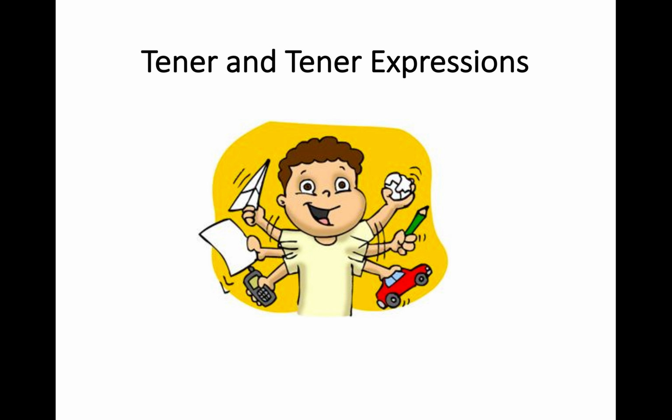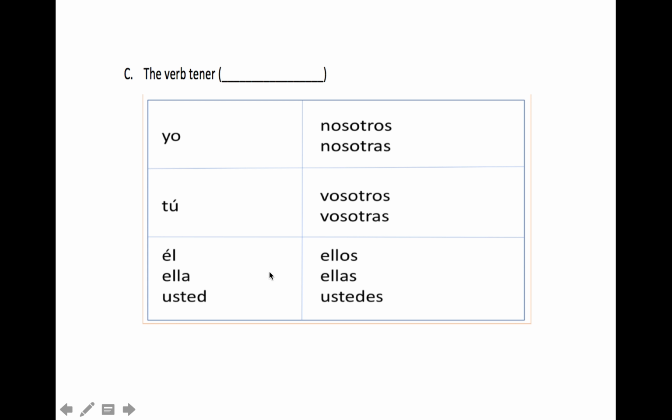Okay, so today we are going to review the verb tener and also learn some expressions that can be used with the verb tener. So real quick, to review, tener again means to have, and it is a pretty irregular verb. It's one of the ones that you just want to memorize. There's not much of a pattern to it.